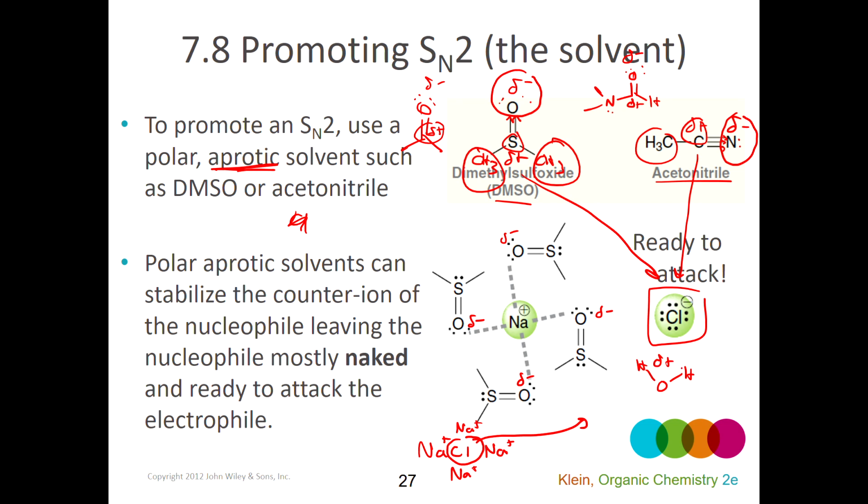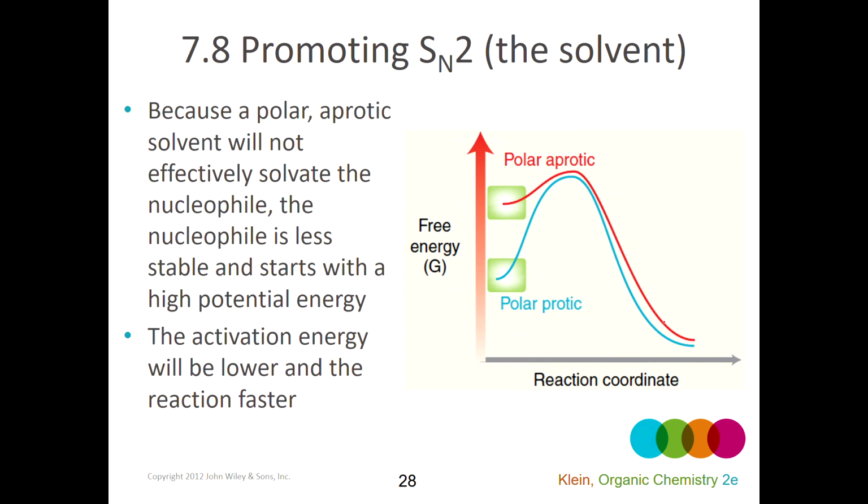where the large partial positive is very exposed and can easily form a really nice attraction there and surround the nucleophile. So with a polar aprotic solvent, the solvent can surround the counterion, the sodium. It has a nice polarity to stabilize the transition state when it forms, but it doesn't have a really large partial positive on an exposed area, so it cannot very effectively stabilize the nucleophile. So it's really the best of both worlds. It stabilizes the transition state pretty well, but it doesn't stabilize the reactant too well. And so we end up with a situation like this.